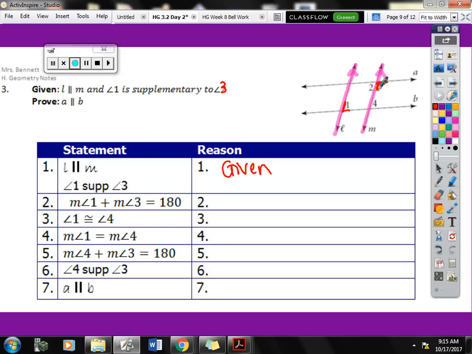What do we think reason 2 would be? Measure of angle 1 plus measure of angle 3 equals 180. What allows me to do that? Definition of supplementary. Perfect. We're going from the word supplementary to the fact that they add to 180. So this is the definition of supplementary angles.